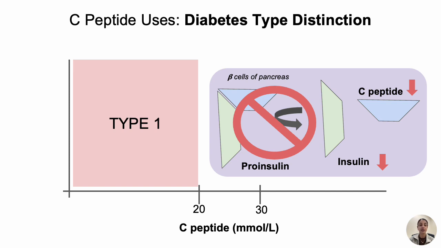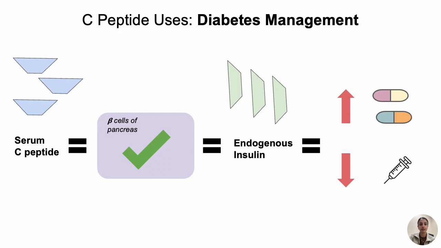If C-peptide levels are persistently low despite good glycemic control, then we can say that maybe the patient has type 1 diabetes over type 2. This is an important distinction to make, especially in the new diagnosis of diabetes like Ms. Smith, because it has implications on the management of diabetes.